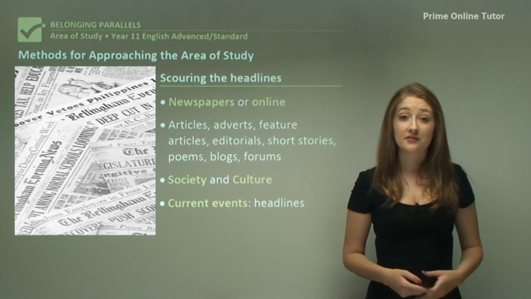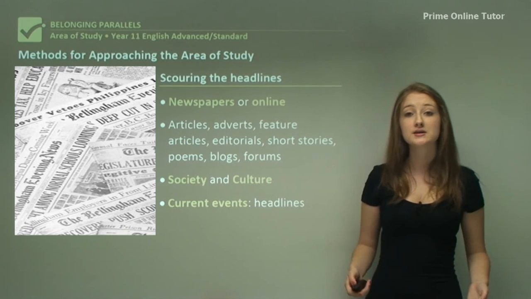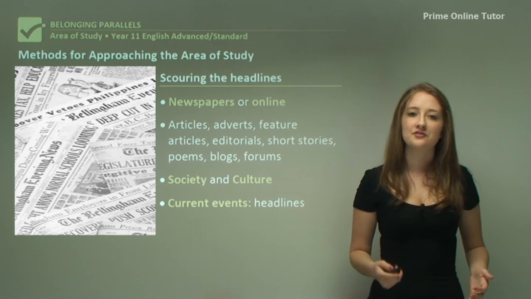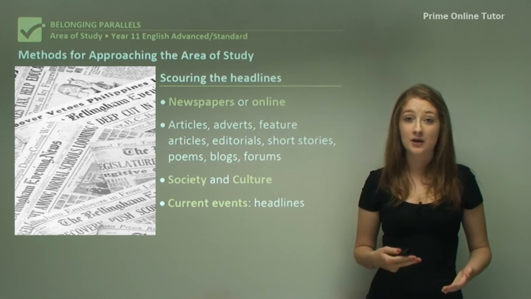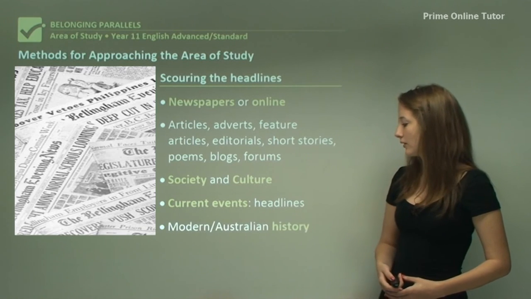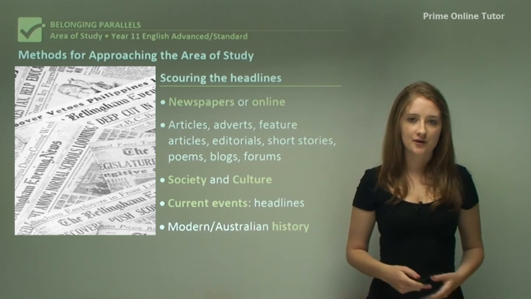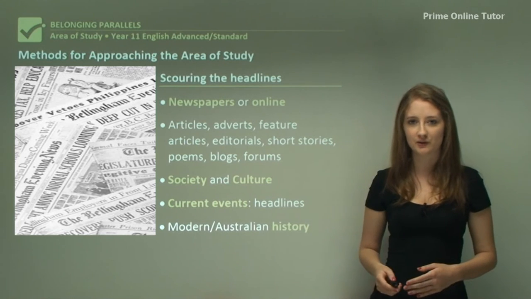So this specifically relates to current events. So perhaps what you can do is decide every week that you're going to just read the headlines of the newspaper and then use this to have a greater understanding of current events and therefore perhaps understand what's happening in your text a little bit better. It's also a really good idea to have a basic understanding of modern and Australian history because this is going to help you understand the context of the text which you're looking at.